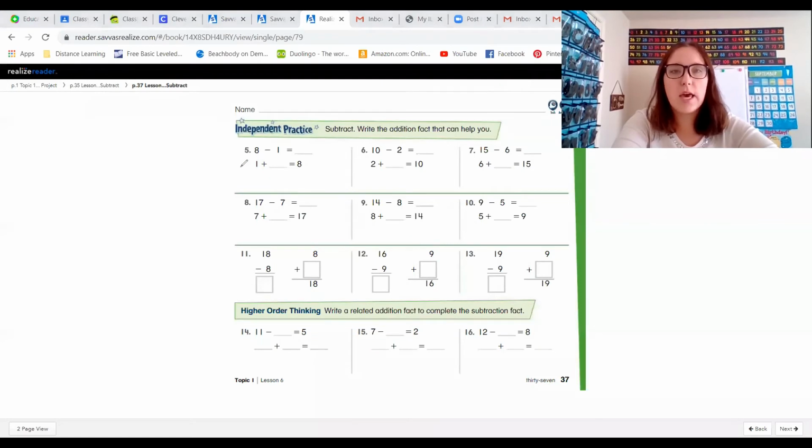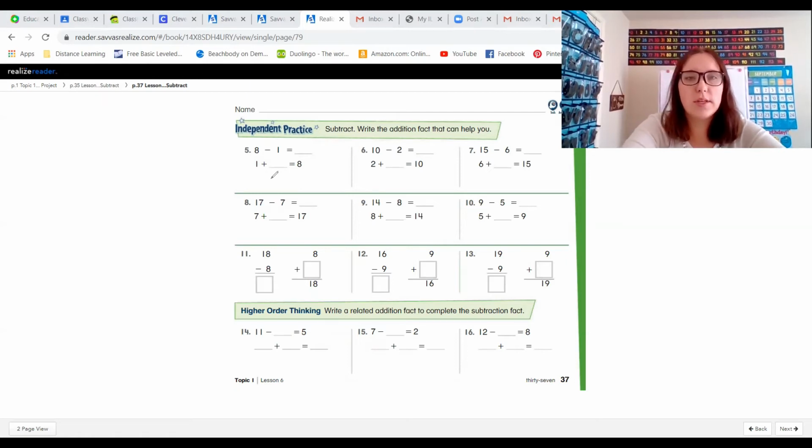So number 5 is 8 minus 1 equals something. And our related addition fact is 1 plus something equals 8. So what plus 1 equals 8? 7, which means 8 minus 1 equals 7. Because those numbers are going to be the same. They're related problems, they're related facts.